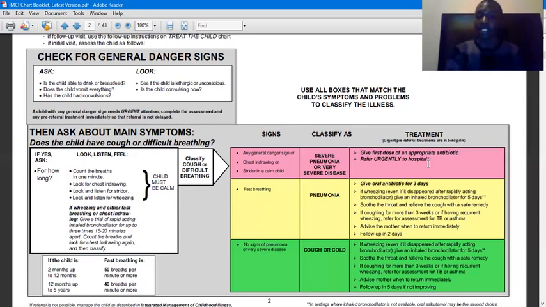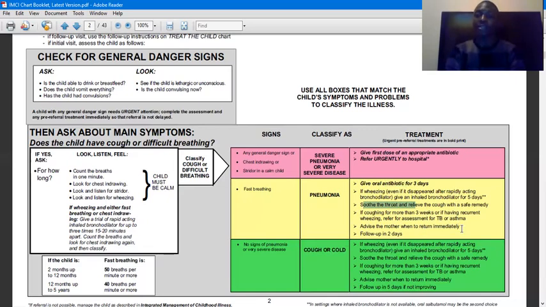Then, according to IMCI, if the child presents with pneumonia, the treatment is: if there is wheezing, you need to give a bronchodilator. Apart from that, give an appropriate antibiotic. Then you need to soothe the throat with safe remedies so that the child's frequency of coughing is relieved. And if there is coughing for more than 3 weeks, you need to refer the child for assessment for TB or asthma.